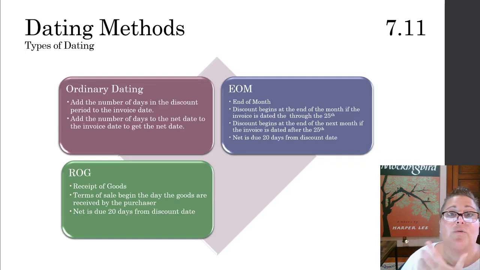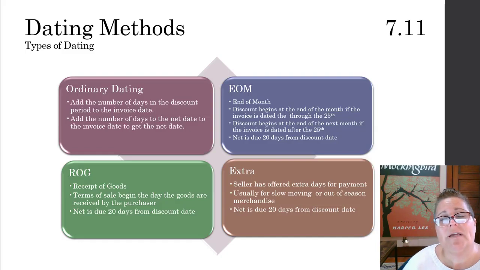ROG stands for receipt of goods. In the ROG dating method, everything depends upon when the goods are received. This is used for long shipping terms and long manufacturing terms. Everything is based on when you received the goods. Your discount is however many days since the goods were received. The net date is always 20 days from the discount date. So there's always 20 days between the net and the discount.